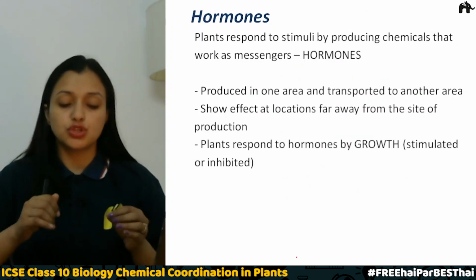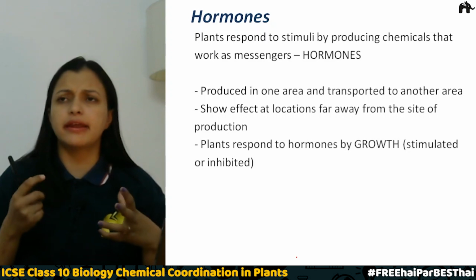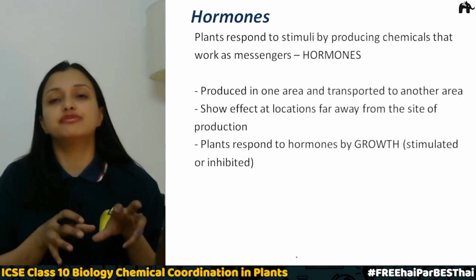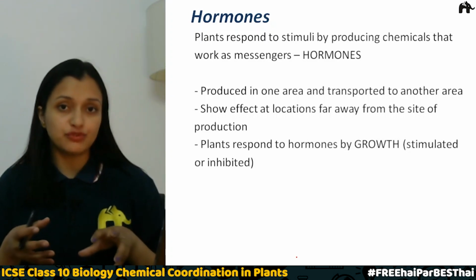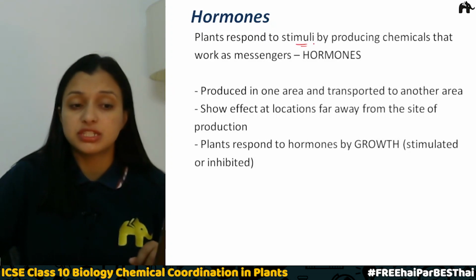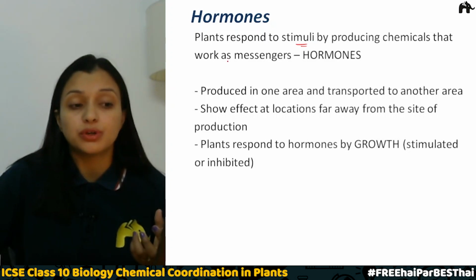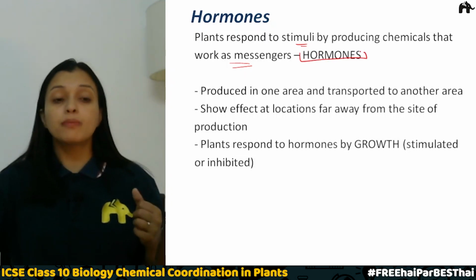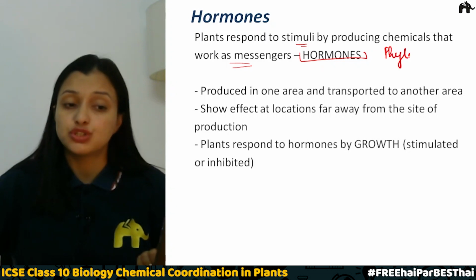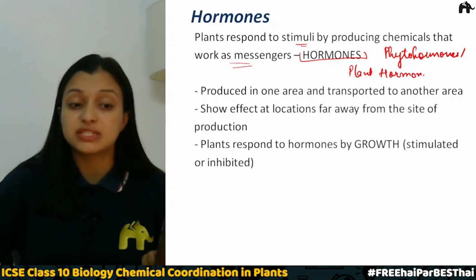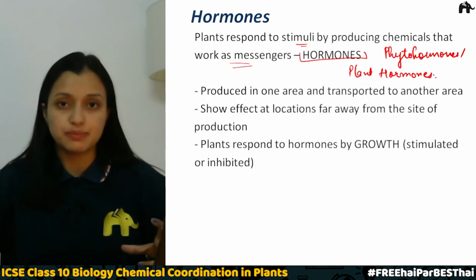Now talking about hormones, so you must have studied hormones in case of animals. We see there are different kinds of hormones that regulate our body, right? The same kind of hormones, not exactly the same, but there are hormones that are present in case of plants as well. So plants respond to stimuli by producing chemicals that work as messengers. We call them hormones in case of plants as well, also called phytohormones, or plant hormones. These are the chemicals present in plants which work as messengers.